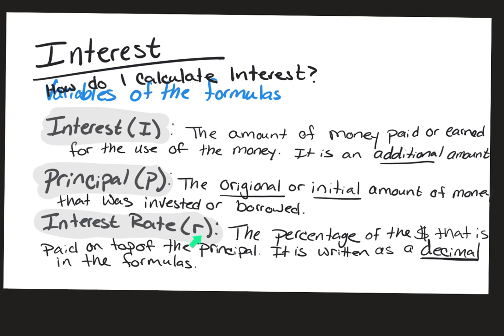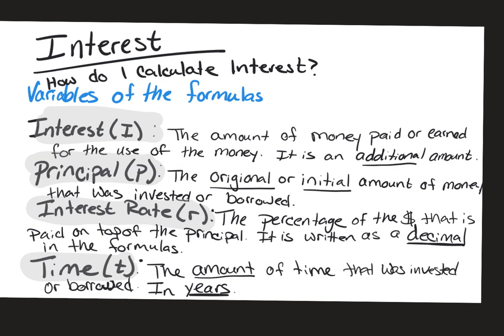Interest rate is going to be a little r in the formulas. It is the percentage of the money that is paid on top of the principal. It's written as a decimal. Remember, it's written as a decimal in the formulas. And the last word for the formulas is going to be time, the little t. It is the amount of time that was invested or borrowed in years. Time is always in years. Let's highlight in years, because every now and then they will give you a question written in months, and you're going to have to translate it into years.